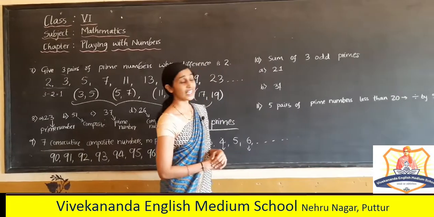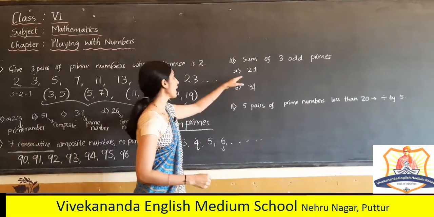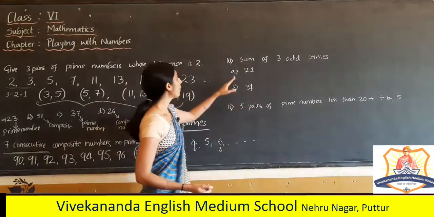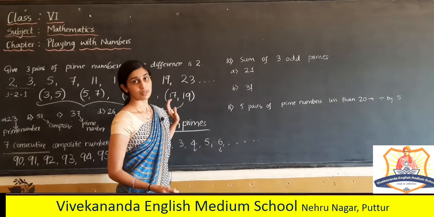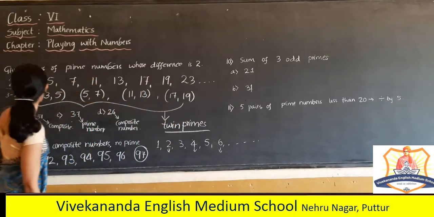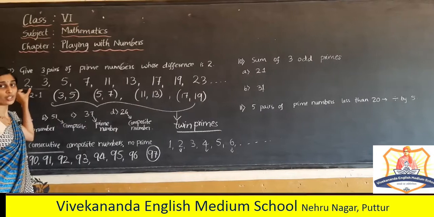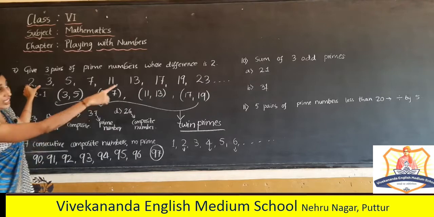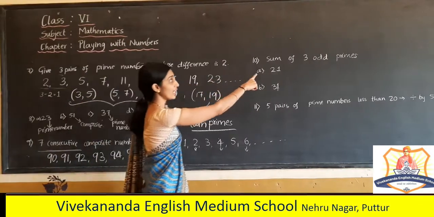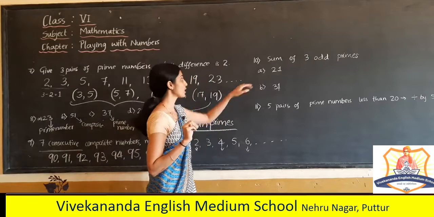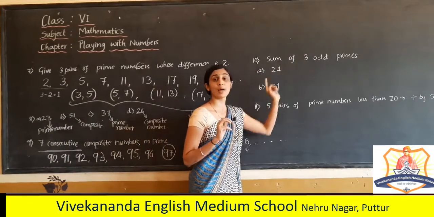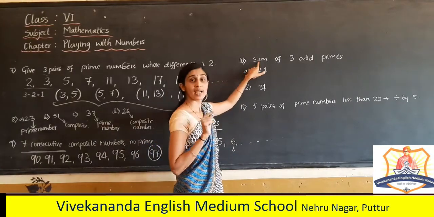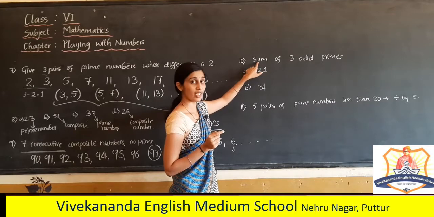Sum of 3 odd primes. We should express the given numbers in the form of a sum of 3 odd primes. The first prime number is even, so we cannot take 2. They mentioned clearly that it must be 3 odd primes. We should express the given number as a sum. Sum means addition, right? The answer we obtain after adding the numbers, that we call the sum.